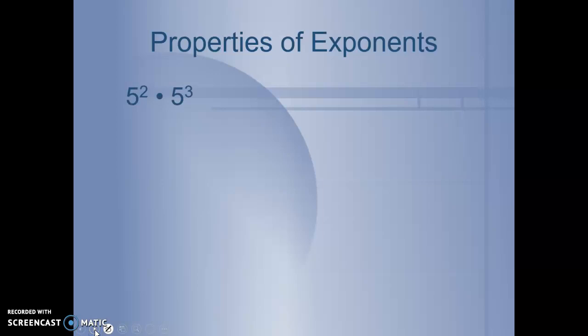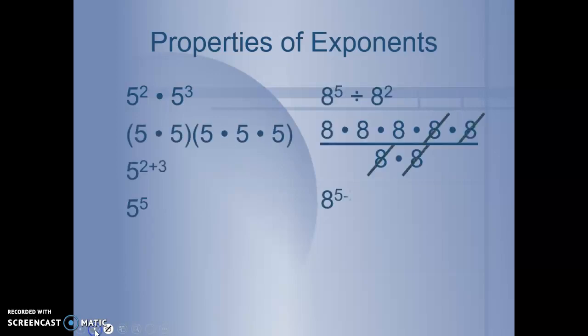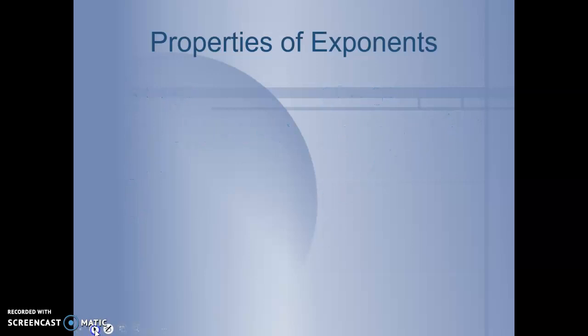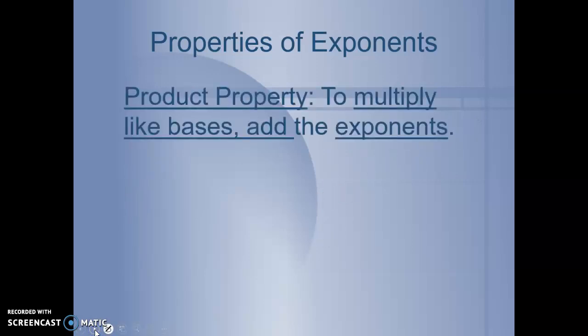Now, exponents do have some properties that help us to combine and simplify them. Let's take a look not here, but at the actual definitions. Let me skip ahead a little bit. So our first property of exponents is the product property, which means that when we multiply like bases, we can just add the exponents. Let's take a look at what that looks like without any numbers.